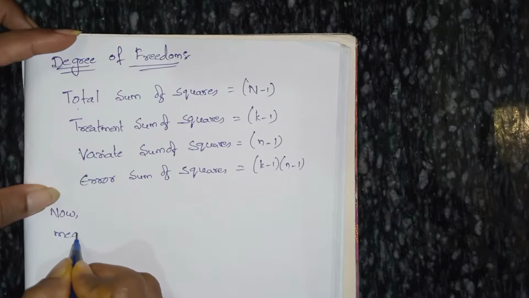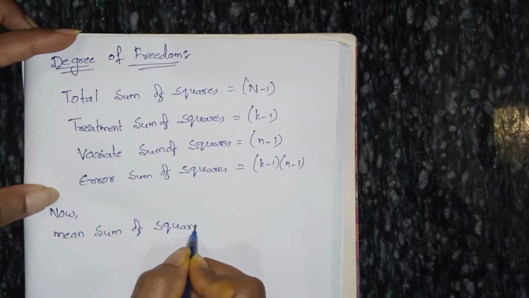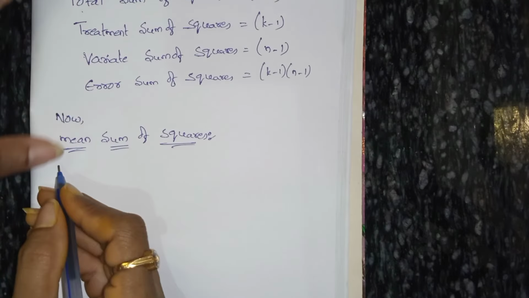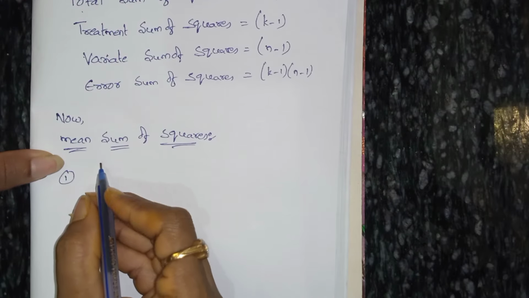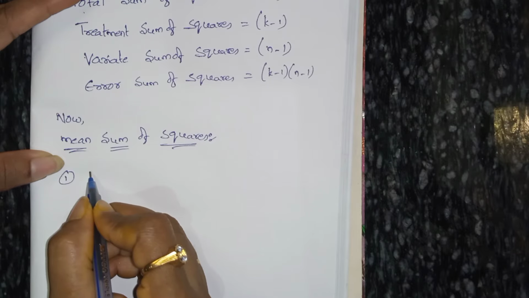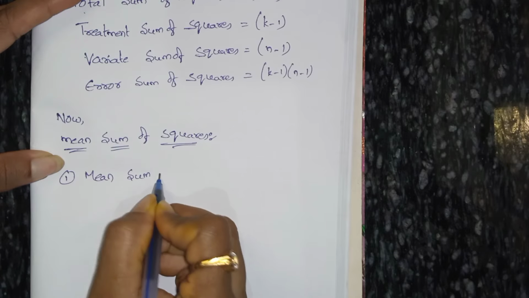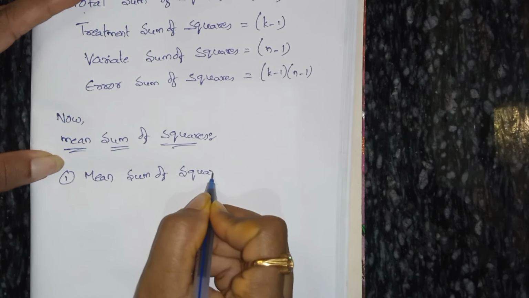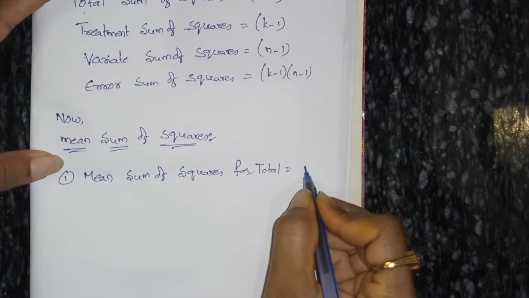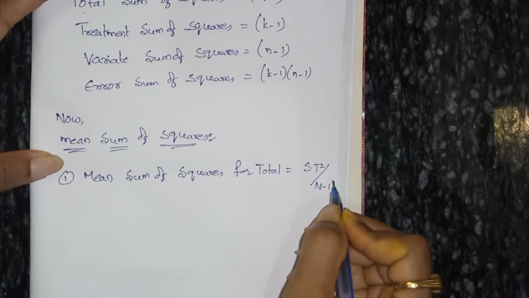Okay, mean sum of squares. First one, mean sum of squares for total equals ST squared by capital N minus 1 degrees of freedom.